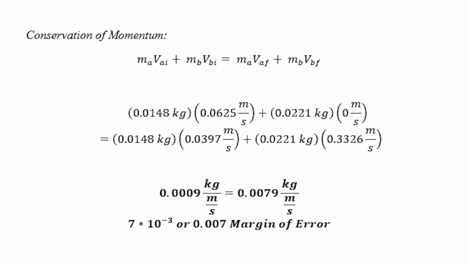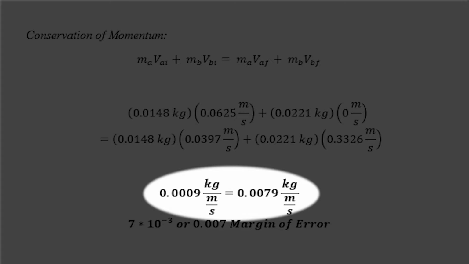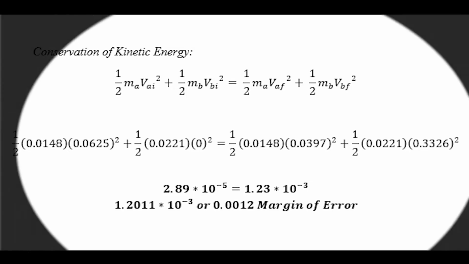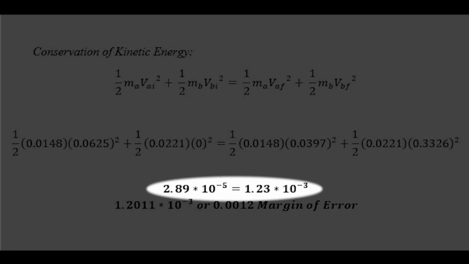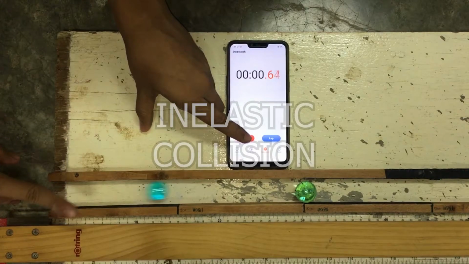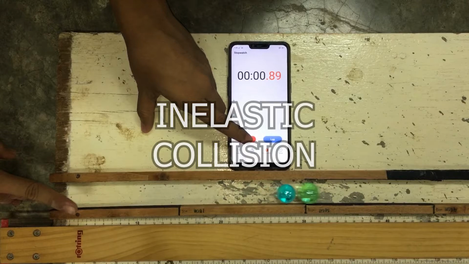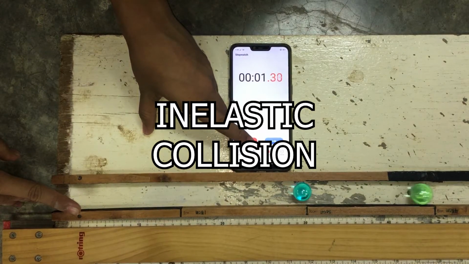Momentum conservation had a 0.007 margin of error. Again, it was hard to determine if momentum was really conserved because the final values were not close to equal. Though kinetic energy conservation had a minute margin of error, the final values were also not close to equal. Therefore, we can say that the collision of marble A and marble B was inelastic, which was to be expected because of the mass difference.